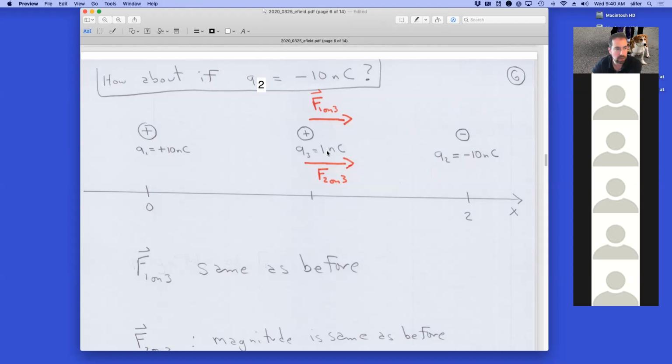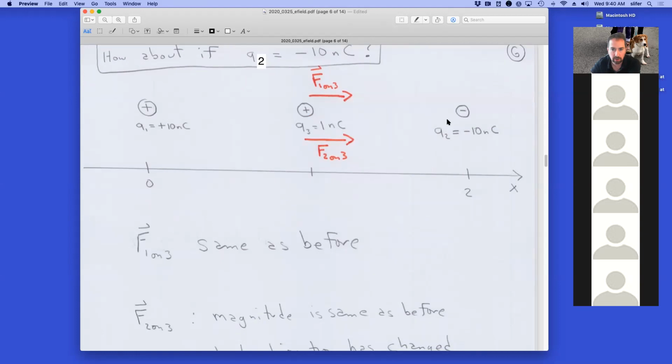In the middle, I still have this 1 nanocoulomb. So it's a similar problem, but I've changed Q2 to be a negative. So Q2 here is negative 10 nanocoulombs. So F1 on 3, if I ignore this guy and focus on the interaction between Q1 and Q3, is going to be the same as before. Nothing's changed at all, so I know exactly the answer there.